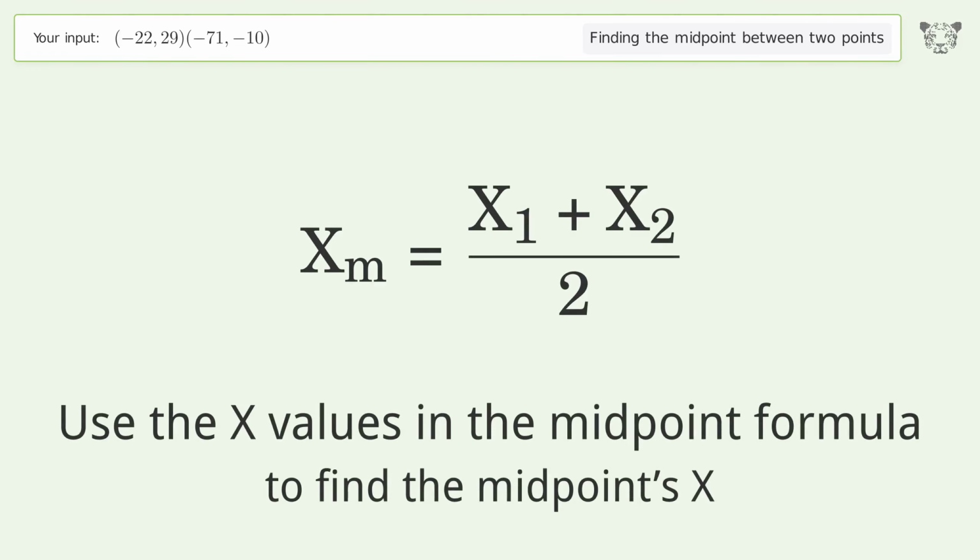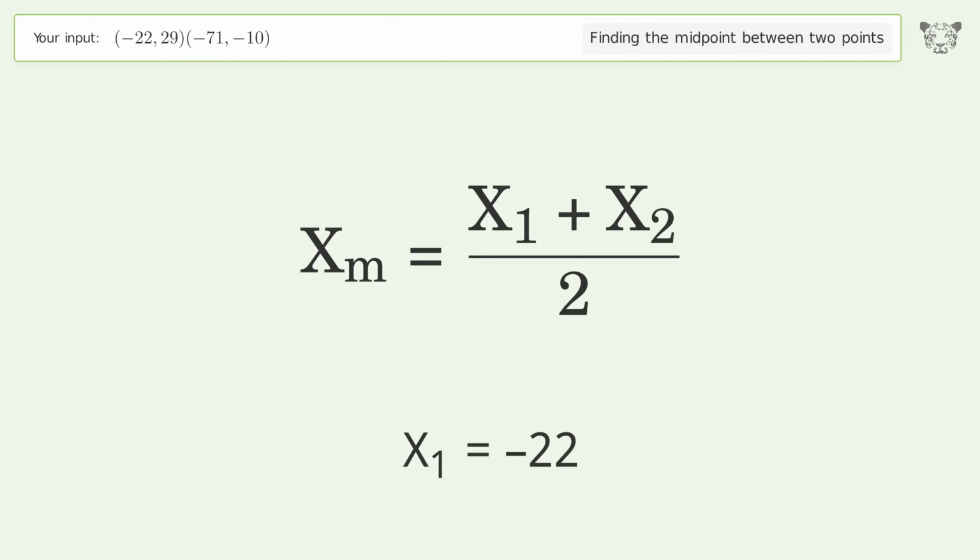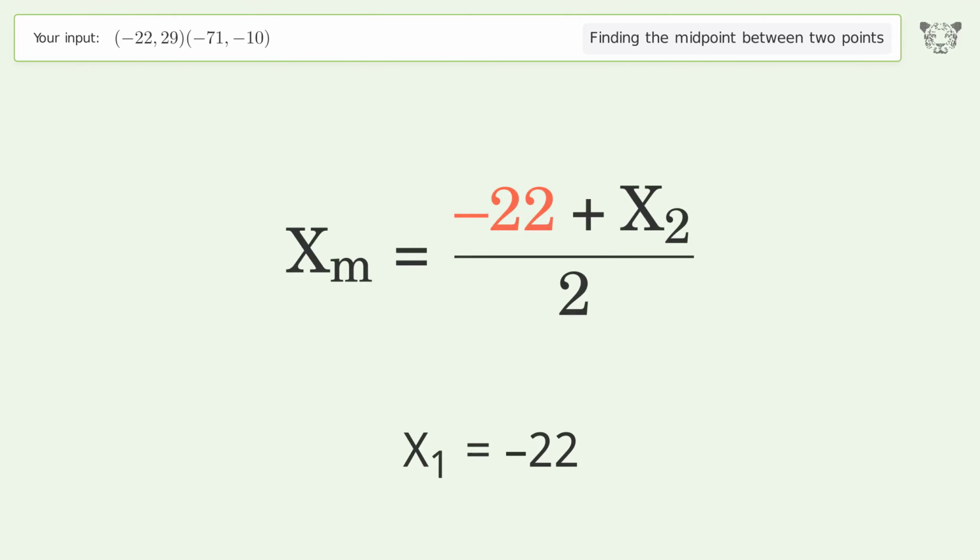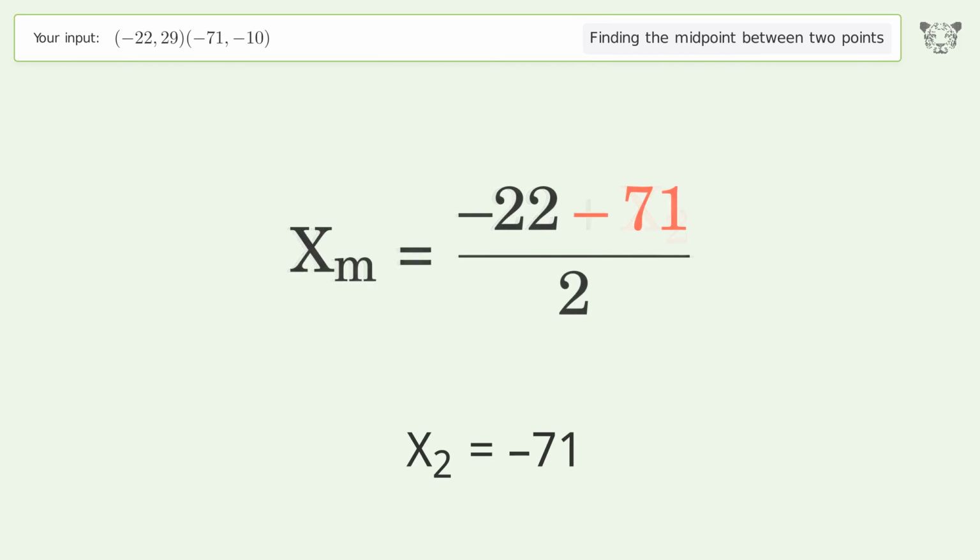Use the x values in the midpoint formula to find the midpoint's x. x1 equals negative 22. x2 equals negative 71. Simplify the arithmetic.